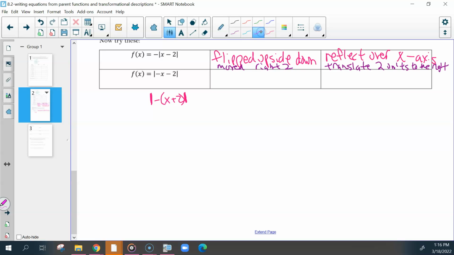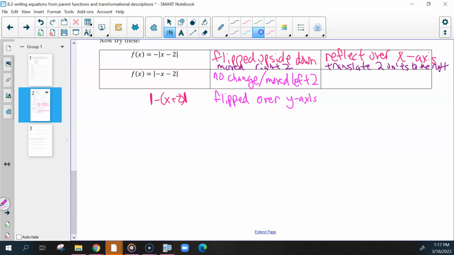Anyway, so I could say based on this one, that there was really no change except for moved left 2, or that it was flipped over the y-axis, which the rule will kind of match that, and moved left 2.